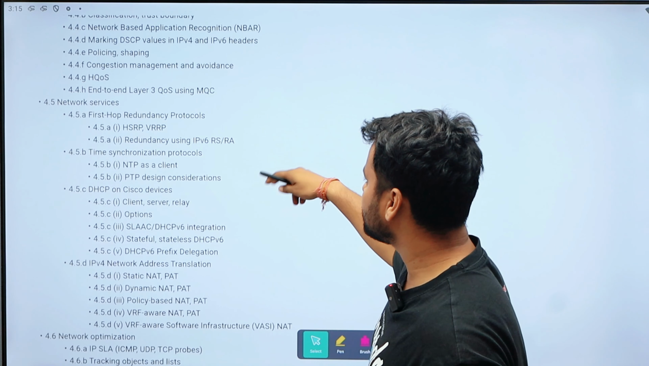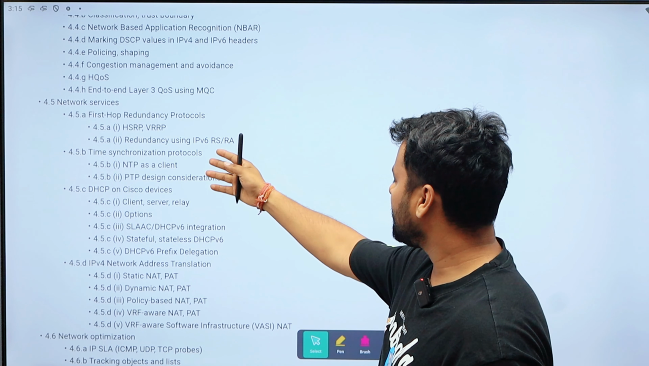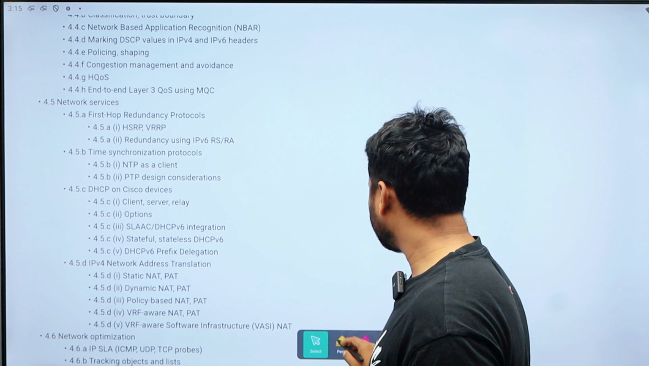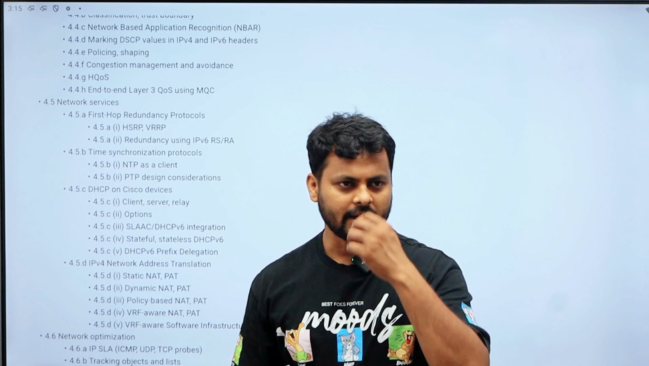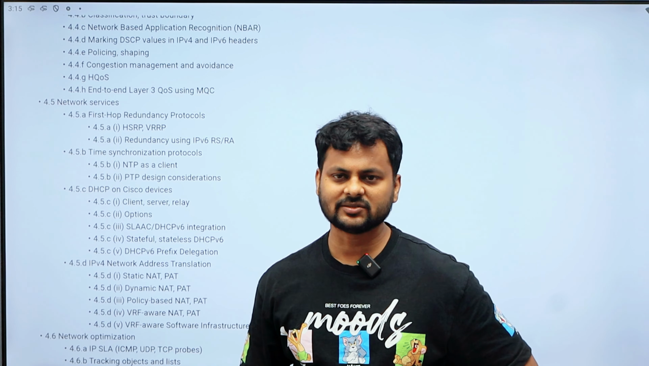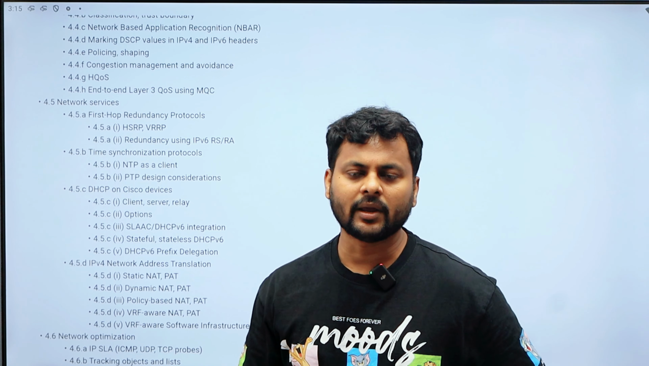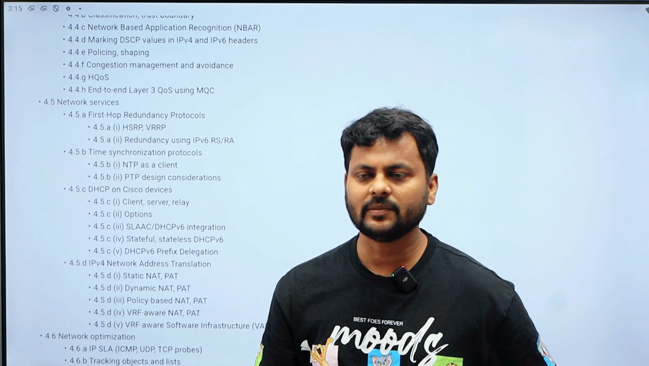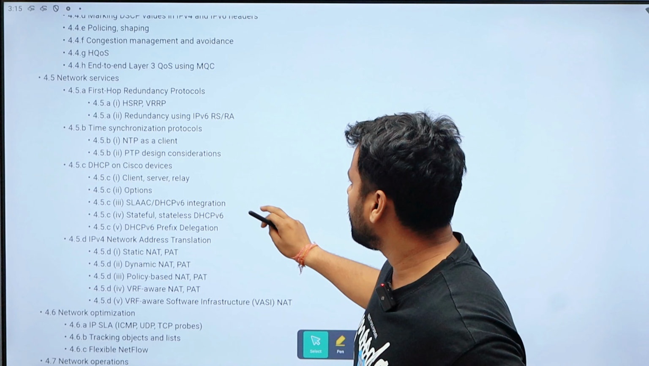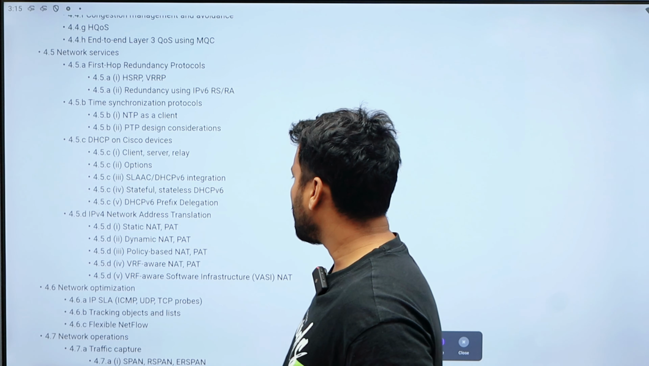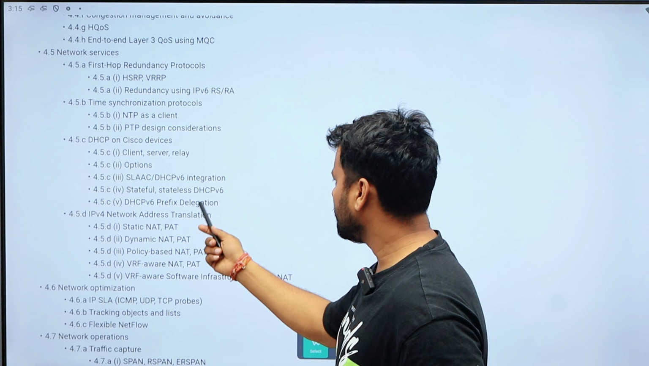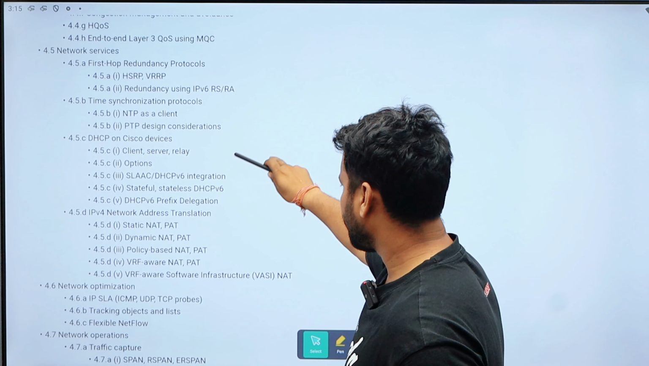Then we have our network services like FHRP, HSRP and VRRP. Here we don't have the GLBP protocol, but we'll also talk about GLBP. Of course, I have never seen that in a production network, right? And I never encountered it in the exam as well. But you never know, right? Being a CCIE, you should know GLBP as well. Then we have the NTP protocol. Then we have DHCP on the Cisco devices, how we can do DHCP for IPv4 and IPv6 as well.